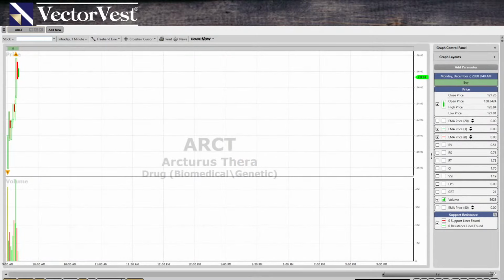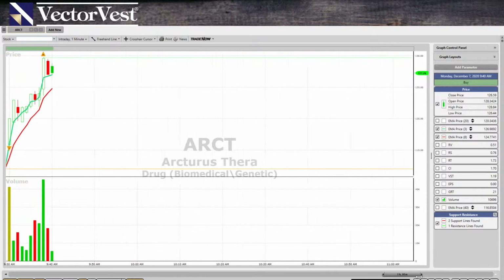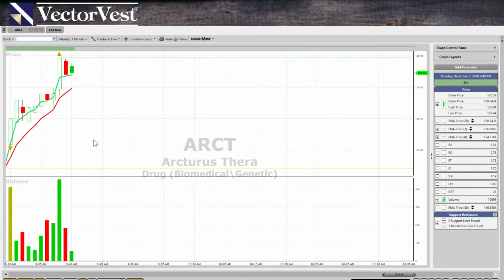Look at that move. Look at that move on ARCT. The 3 and the 8 look great. Volume is starting to fall a little bit. What's the stock's price doing?